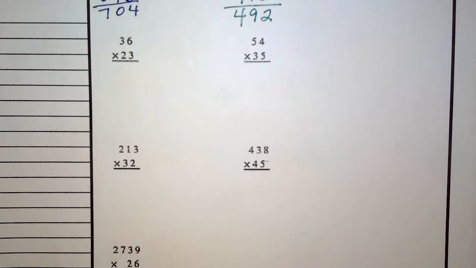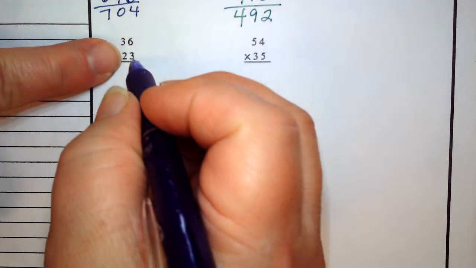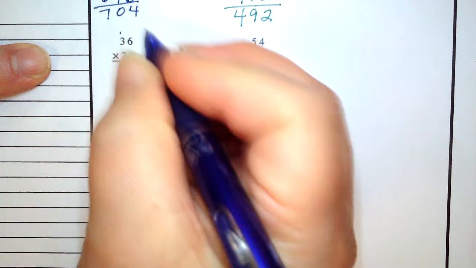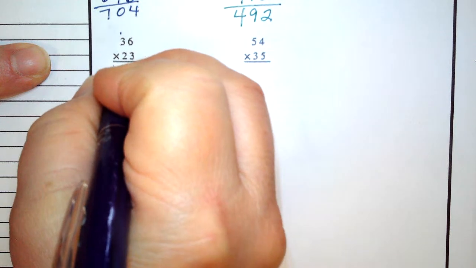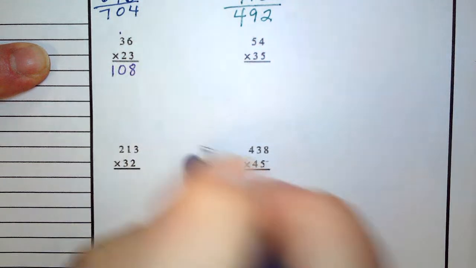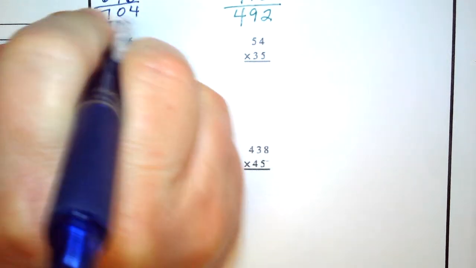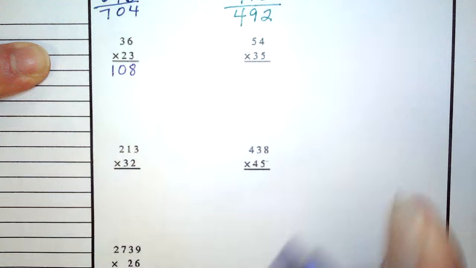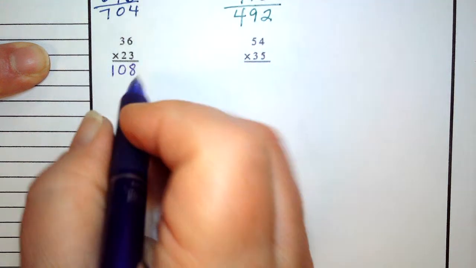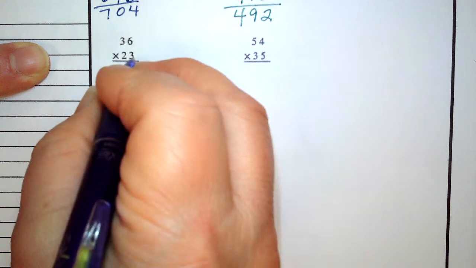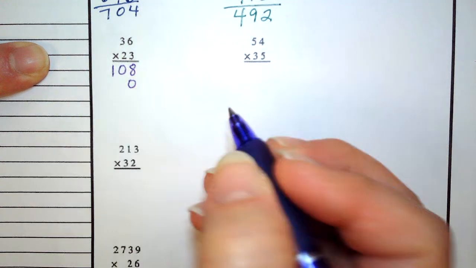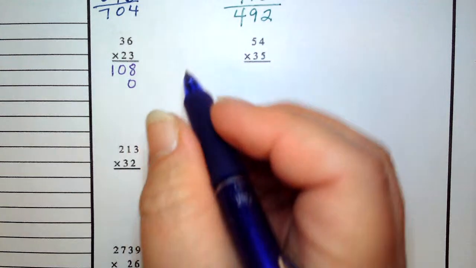Same thing. You multiply by that ones digit. 3 times 6 is 18. I carry the 1. 3 times 3 is 9, plus 1 is 10. Now, I'll erase that so I don't get confused. I've got to put that 0 down. I'm going over 1 here, so I've got to go over 1 down in my answer.